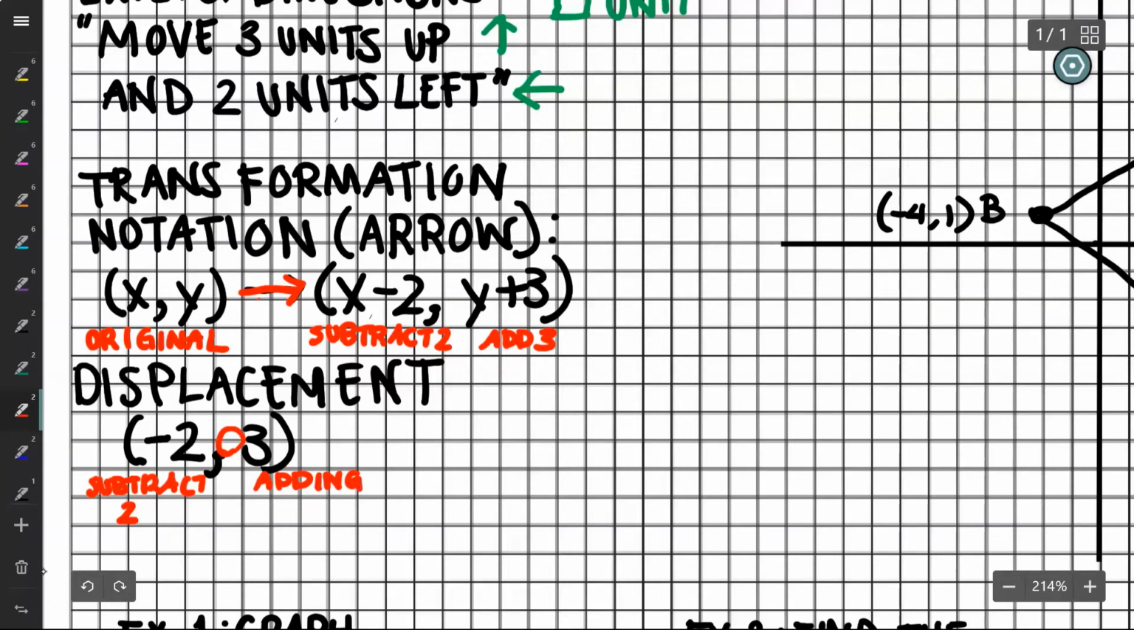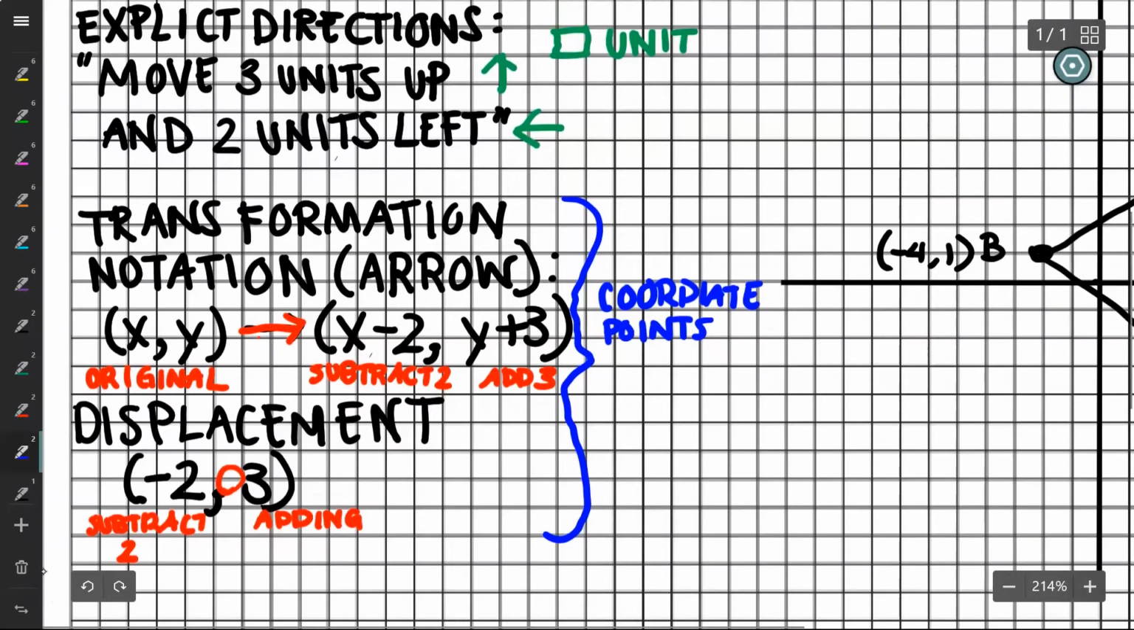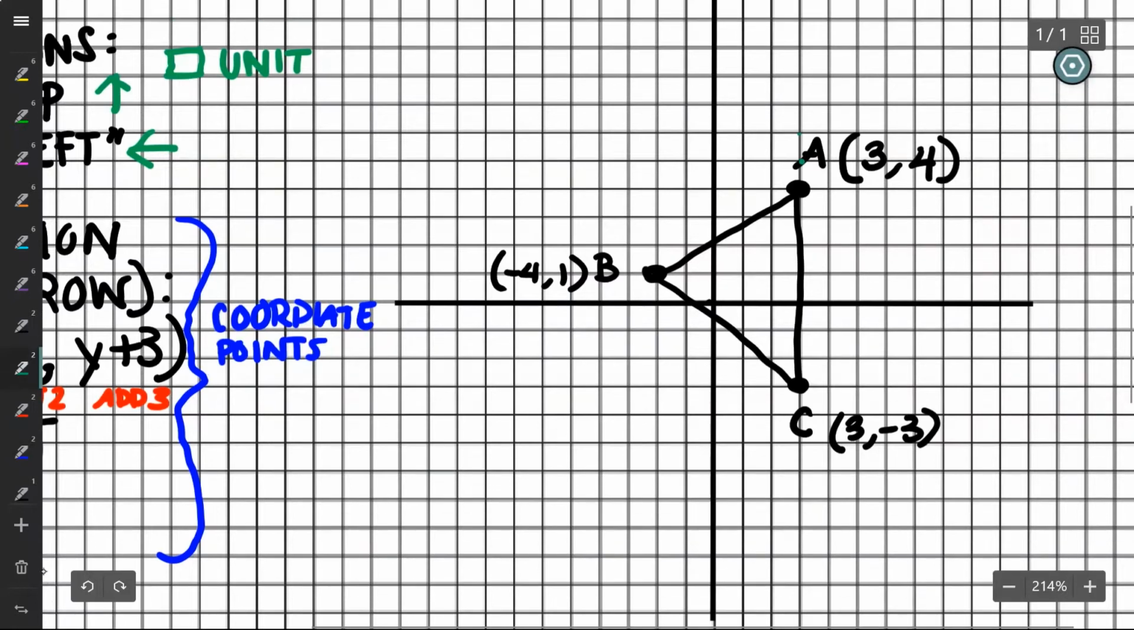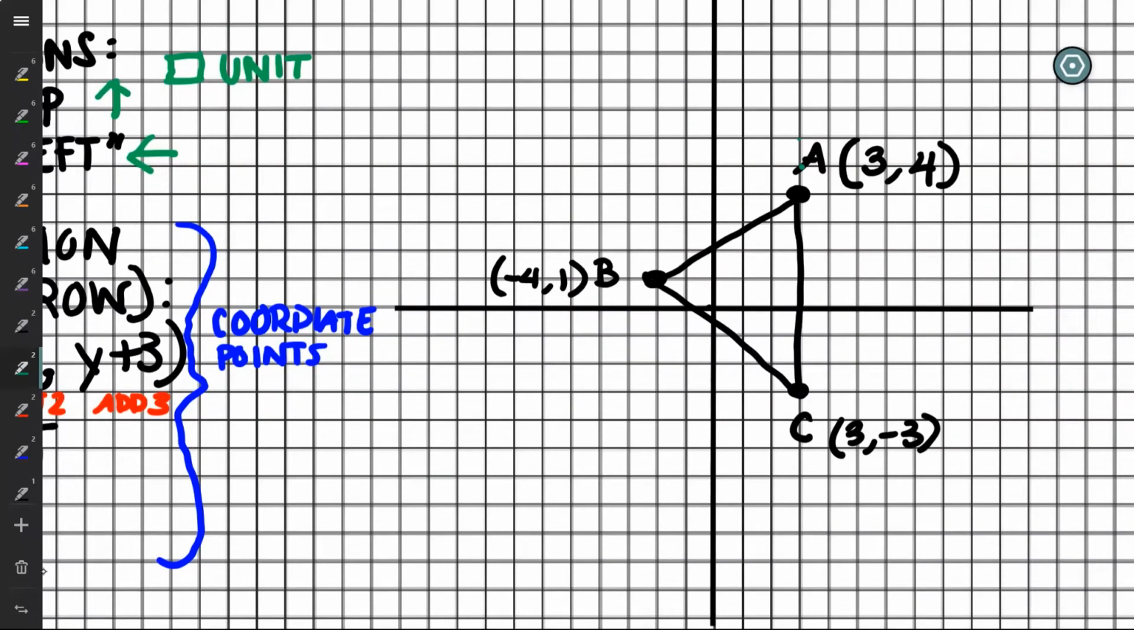These 2 here are specifically referring to the coordinate points. But all three of these are going to move our shape the exact same way. So we're going to show this example here. We have our original shape A, B, C.